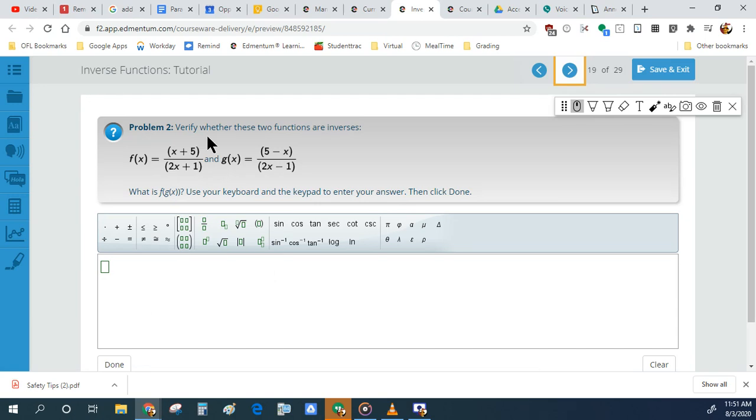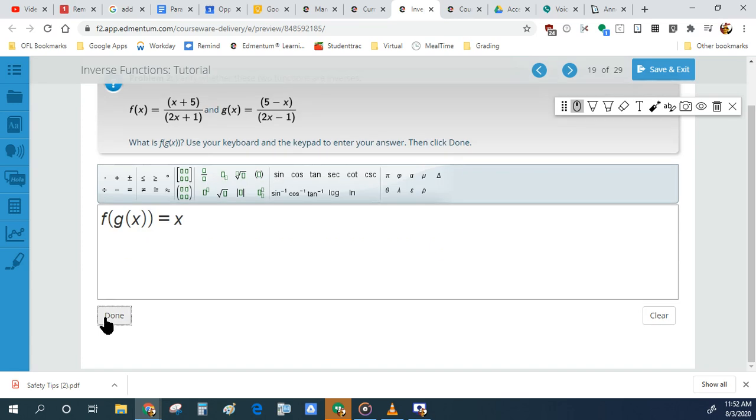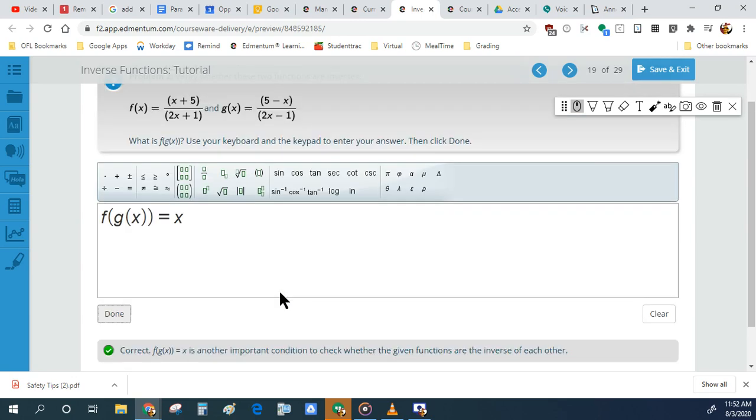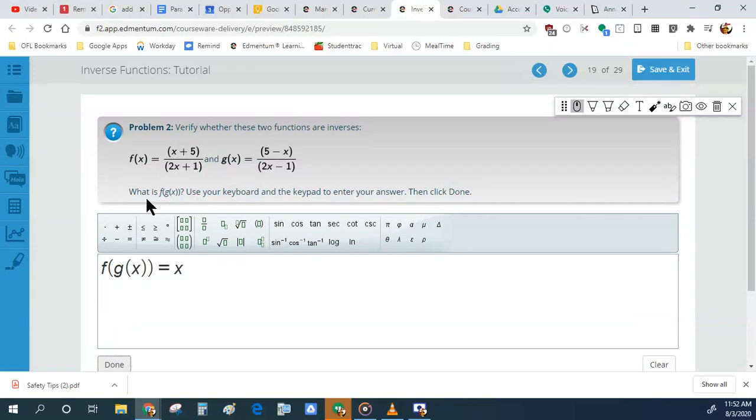So I'm not going to go through the steps again because they're going to be very similar to the other one. So for this one, I'm assuming Edmentum is cool with you just saying this. But I think it's just testing you mainly on the concept as opposed to you actually doing the work. So if you say f of g of x is equal to x, I'm pretty sure if you click done, yep, it says you're good. So you don't have to actually verify it. It's just like, do you know what happens if you put an inverse into the other thing, is basically what it's saying.